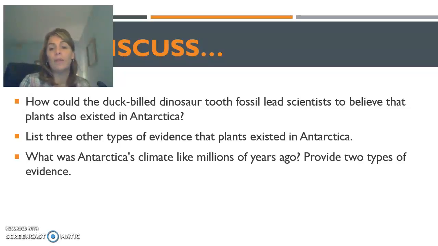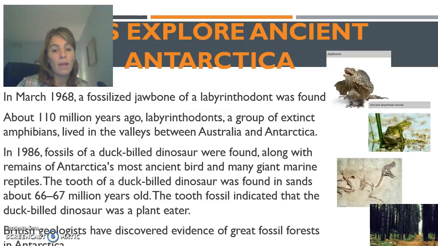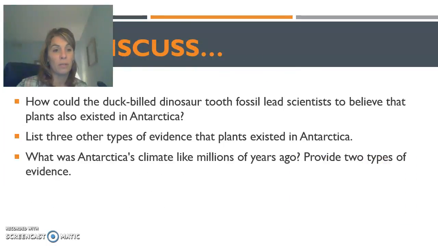List 3 other types of evidence that plants existed in Antarctica. Let's go back and look. So they talked about fossils of ancient ferns. Also, the other fossil that they found of the labyrinthodonts survived in hot or warm climates. So to me, that would indicate that there would have to be plants there. And we talked about the duck-billed dinosaur teeth. And also the British geologists discovered evidence of great fossil forests in Antarctica. So we know now that there definitely had to be plant life in Antarctica at that point.